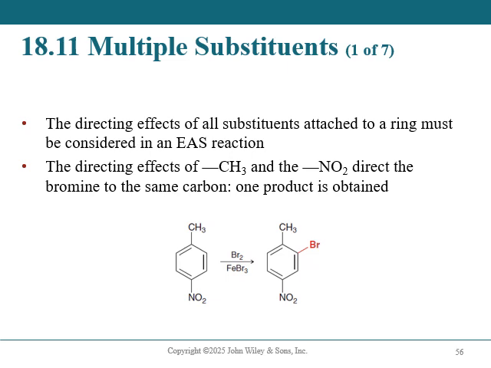Now, let's talk about having more than one substituent. What happens when you don't have just one? You have multiple substituents. Well, the directing effects of all substituents attached to a ring must be considered in an electrophilic aromatic substitution reaction. That's where relative strength actually comes into play. We'll see that in the next couple of slides. The directing effects of the methyl group and the nitro group direct the bromine to the same carbon. In that case, it's easy peasy, you get just the one product. This is ortho-para directing, this is meta directing, which happen to be in the same position. So that's actually ideal.